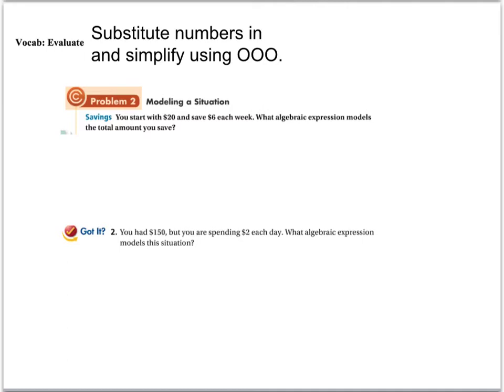You start with $20 and you save $6 each week. What algebraic expression models the total amount you saved? First, let's assign a variable to what we need a variable for. What variable do we need? Jordan? Like X for like however many weeks. Good. And it doesn't matter which variable you pick.